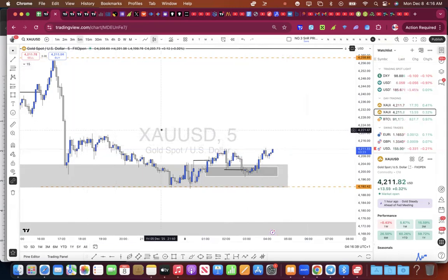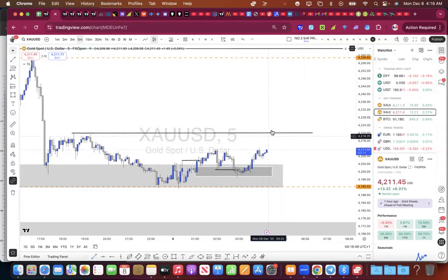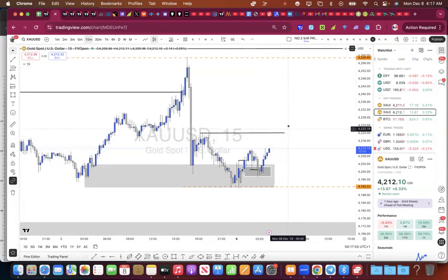So that means we need to break all of this. Let's go here. So after breaking all of this, then you wait for a pullback to another point of interest for us to buy up. But after a sweep of previous day low, you expect the market to have energy to move up. And then we're targeting here.